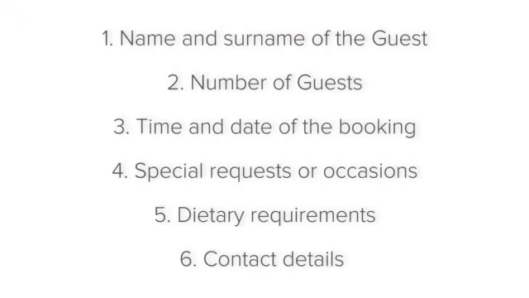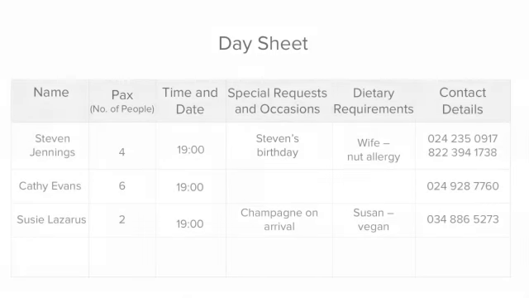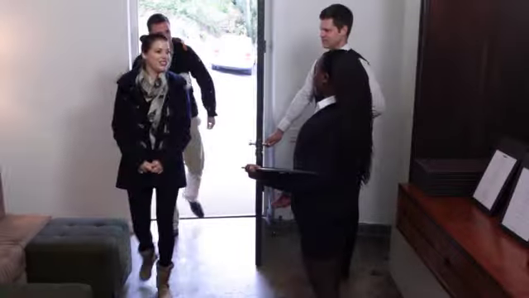Now let's look at the number of guests and time and date together. Obviously, you know which day it is, but the time and number of guests on the daysheet will also serve as clues as to who has arrived at your establishment. For example, you may have 3 tables arriving at 7, but one is a group of 4, one is a table of 6, and one is a couple. By knowing which name is hosting which number of guests, you'll be able to better anticipate which guests walking through your doors belong to which reservation.